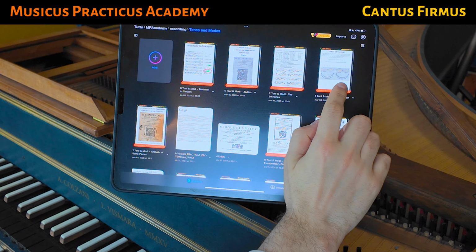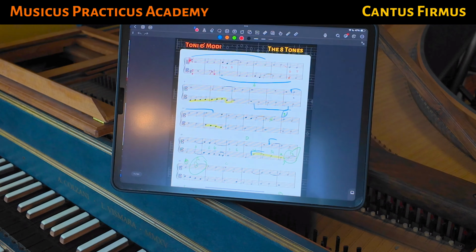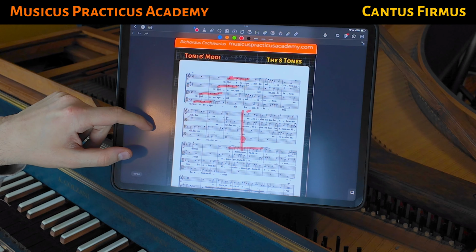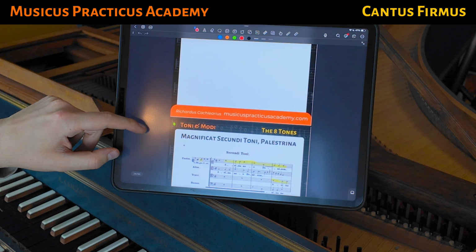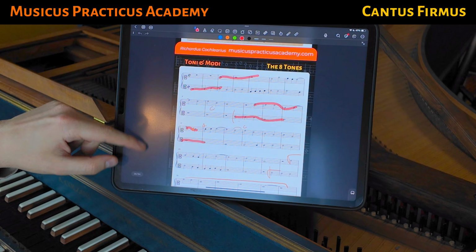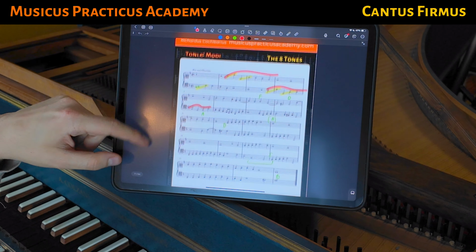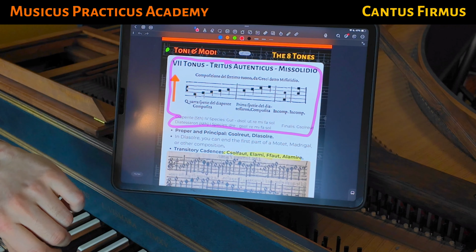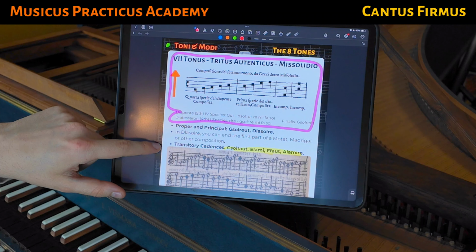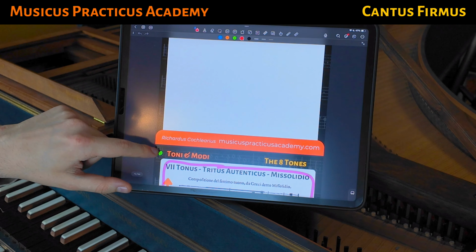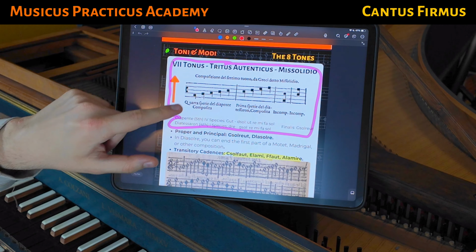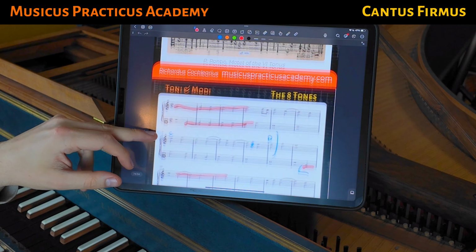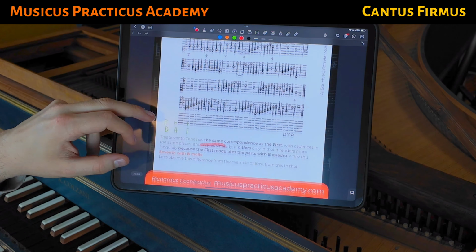Let's see very quickly chapter 2 of tones and modes, about the 8 tones. Here I put a lot of examples. Look how many things we read and play in all these examples. Septimus tonus, tetrardus authenticus, yes, here there was a typo, I checked, I corrected, it's not a tritus, it's a tetrardus. Okay, this is the septimus tonus, with the finalis regularly on G sol re ut.